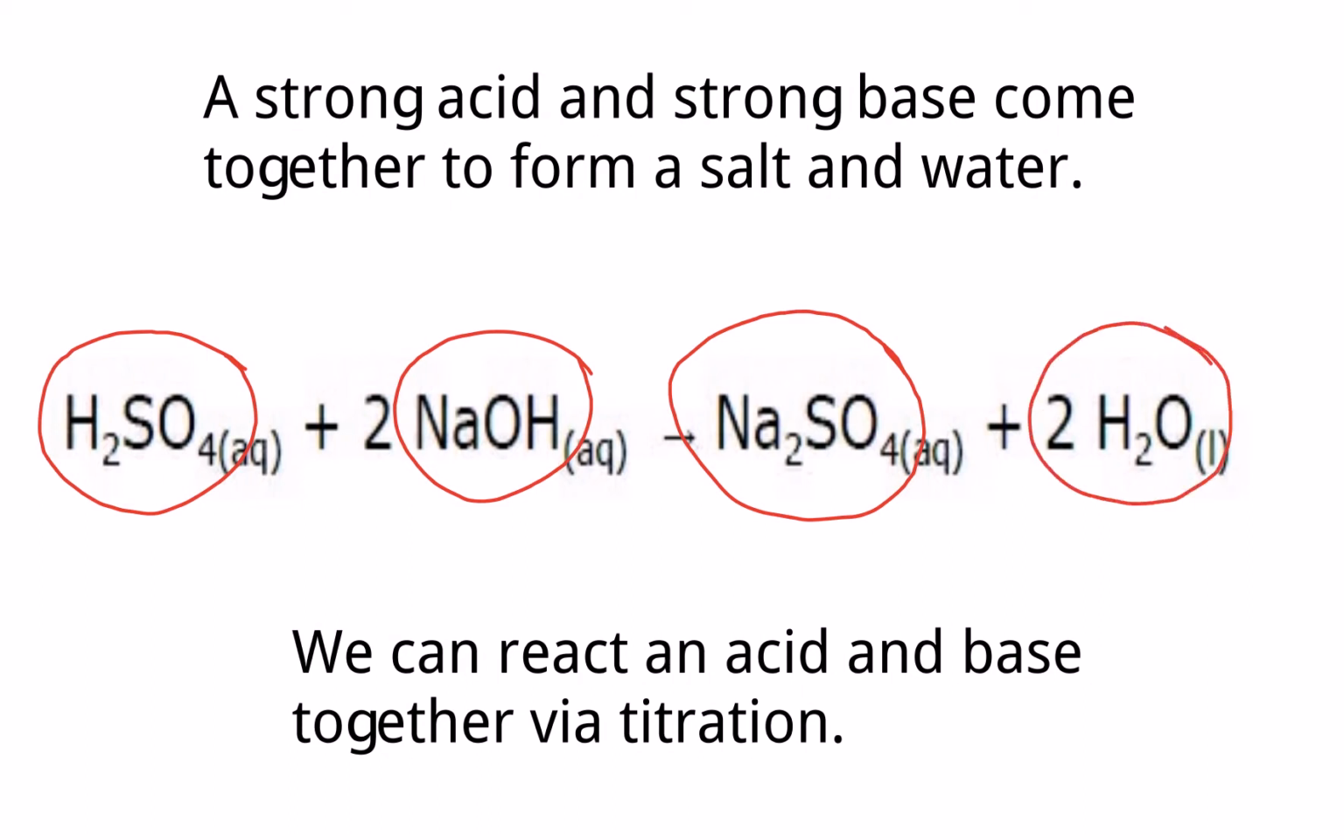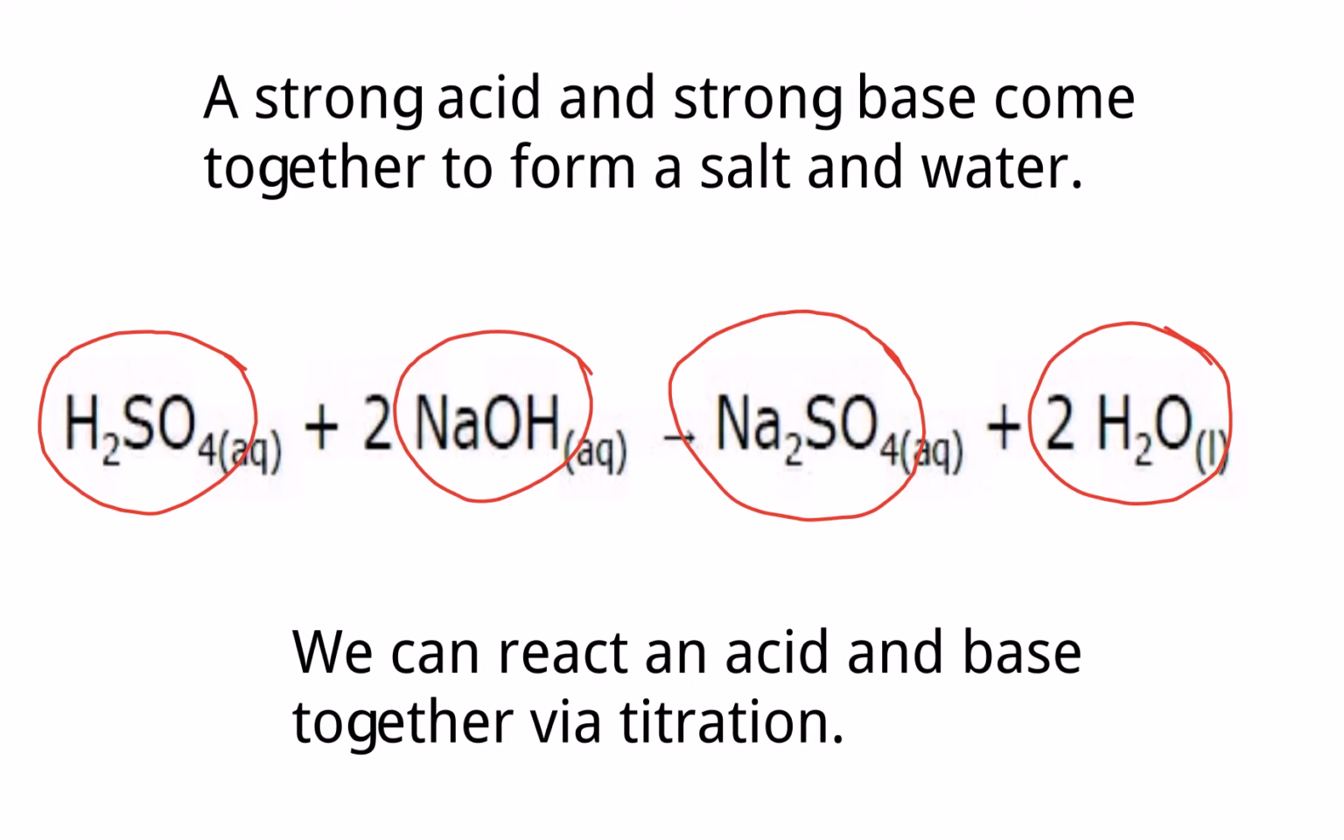Now this is a balanced reaction. If you were ever given the reaction and it wasn't balanced, you would need to be able to balance it. And if you have any issues with that, then you need to go back and revisit the balancing video. Now, we can react an acid and a base together via titration. So that's the method we usually use when we're reacting an acid and a base together.